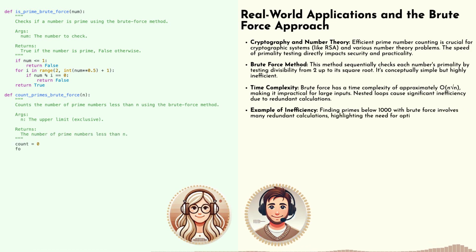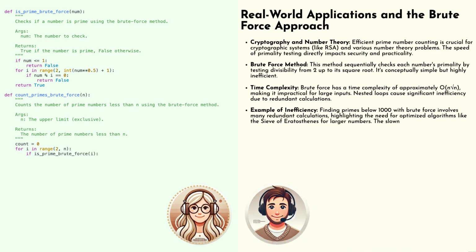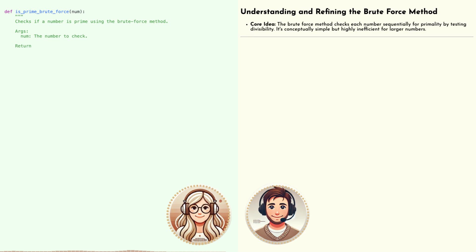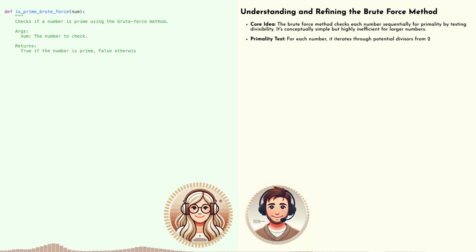So if you're given a number, let's say 100, and you need to figure out how many prime numbers exist between 2 and 99, where would we even begin with that? Well, the most intuitive way to do this is what we call brute force, right? It might not always be the most elegant or the fastest way, but it's really good to start there because it helps us understand the problem from the very beginning.